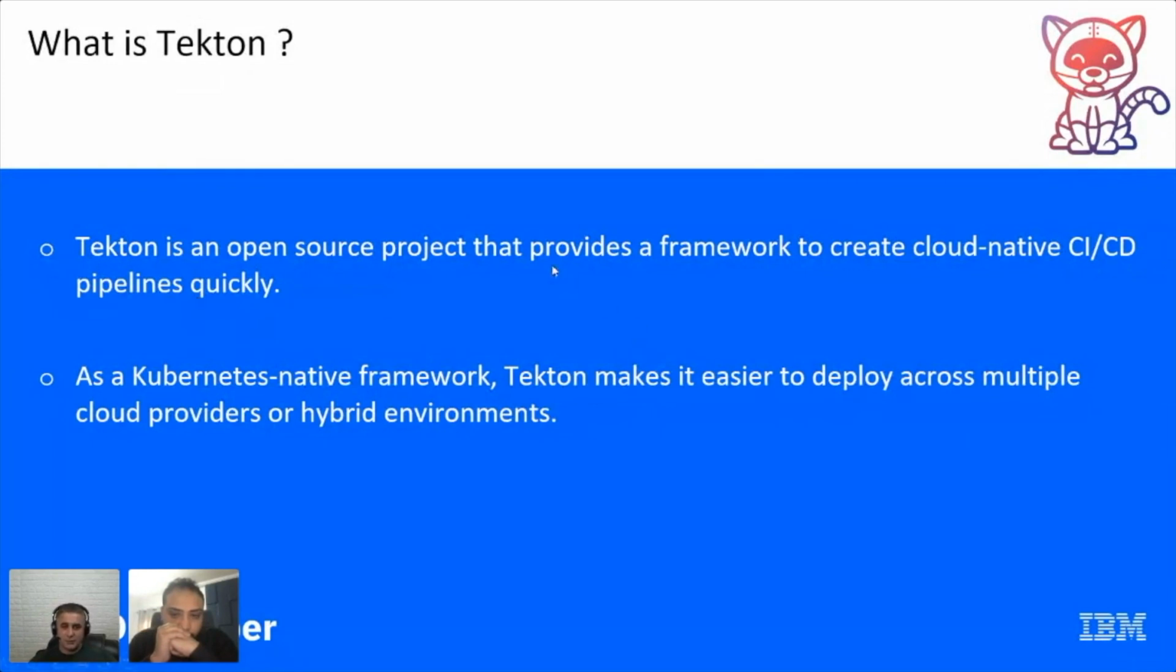Tekton is an open source project. As a Kubernetes native framework, Tekton makes it easier to deploy across multiple cloud providers. So you can use Tekton on Kubernetes, on IBM Cloud, on different clouds. That's no problem, as long as you have Kubernetes under the hood, that's the right candidate to have a Tekton pipeline. And the OpenShift one is called OpenShift Pipelines. It's based on Tekton, but it's very catered for OpenShift. And OpenShift runs on all the major cloud providers. It's very, very powerful.